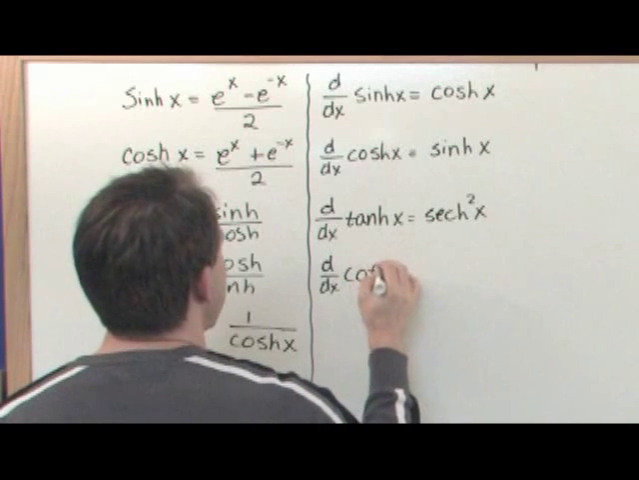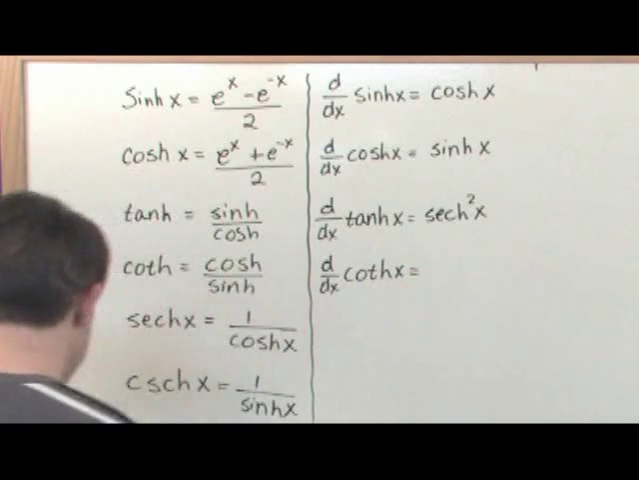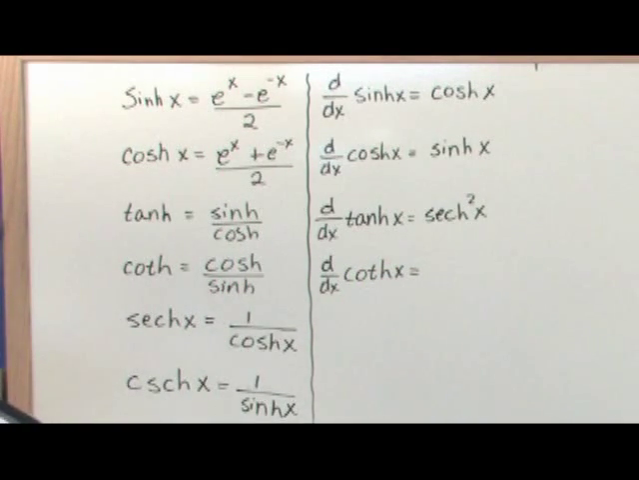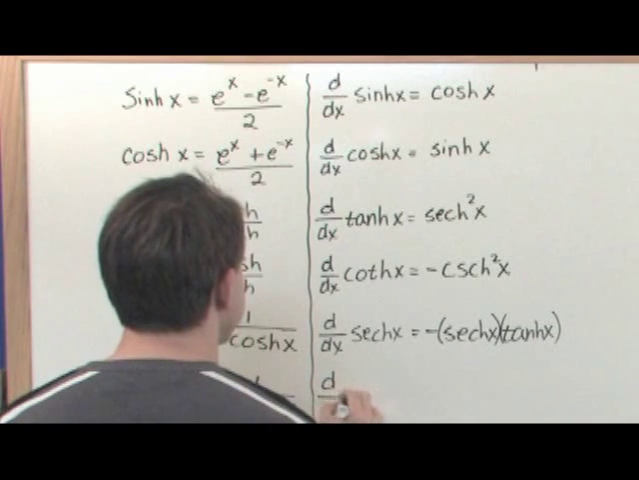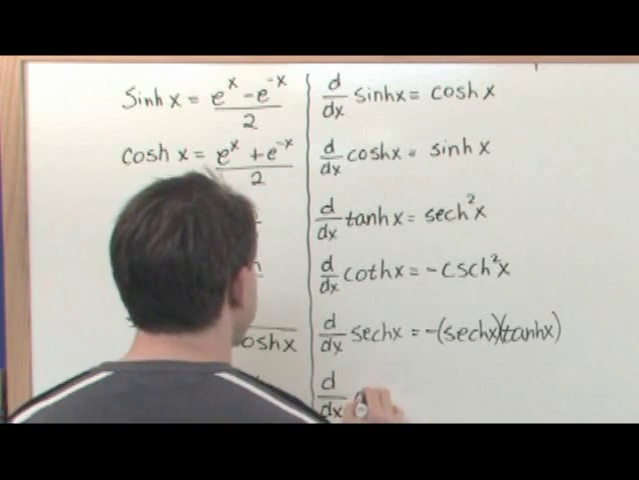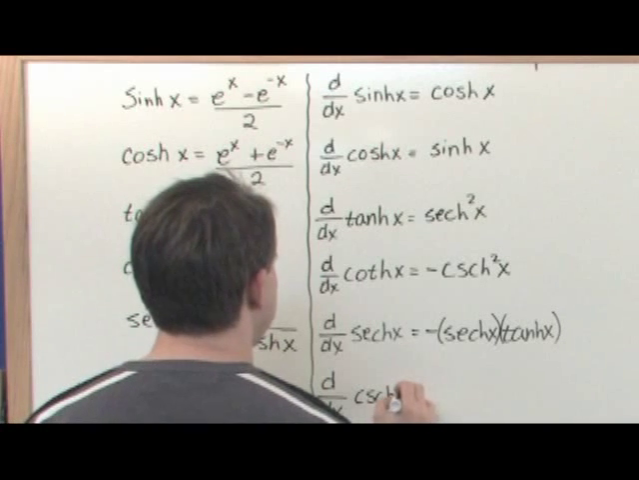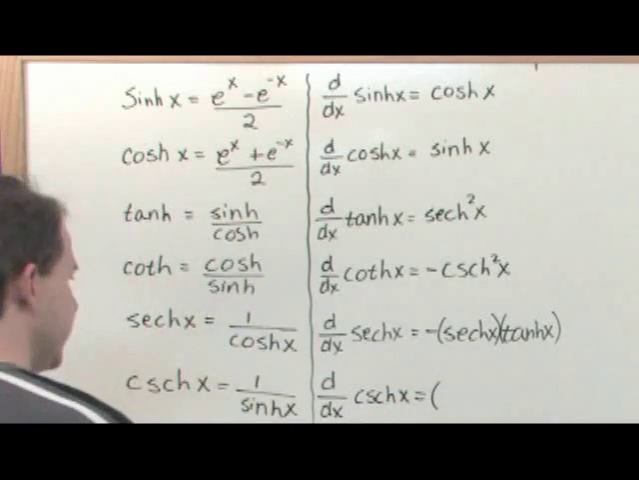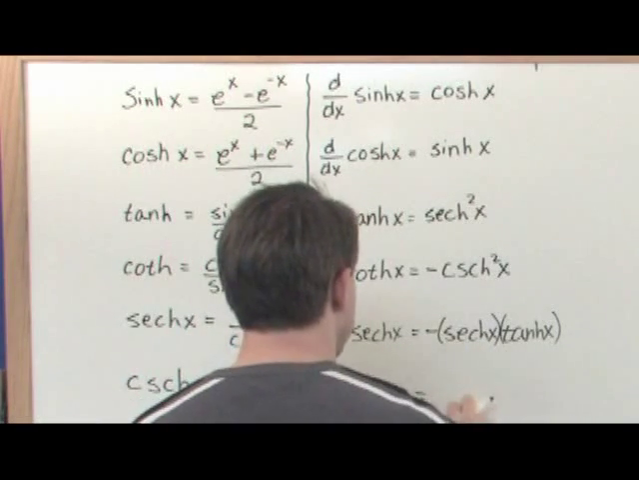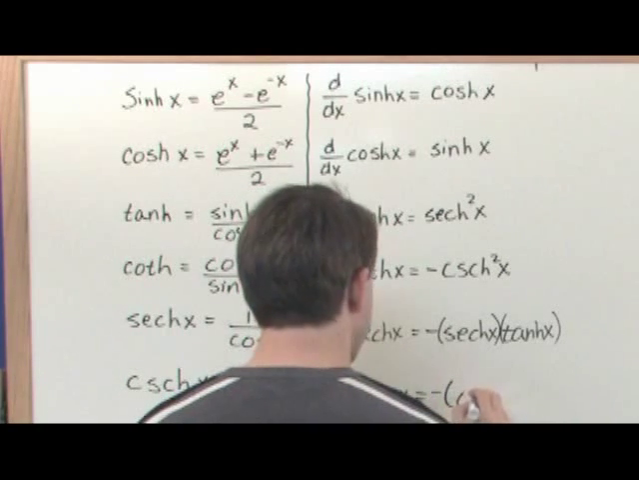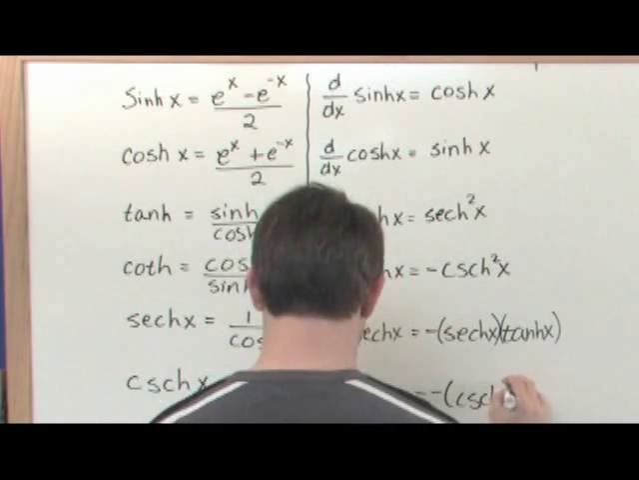And the derivative of the hyperbolic cotangent is going to be negative hyperbolic cosecant squared, and the derivative of cosecant is equal to negative cosecant cotangent.